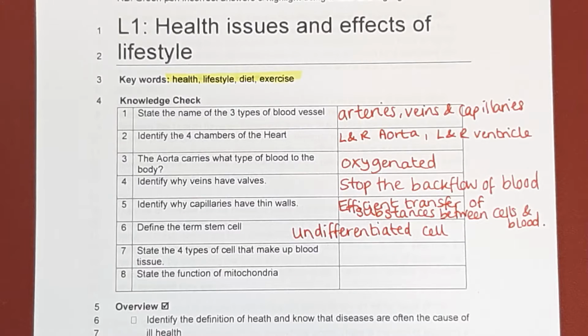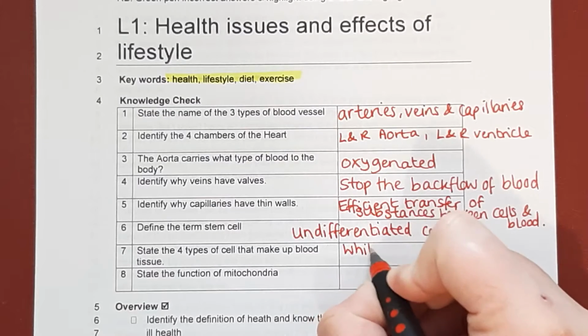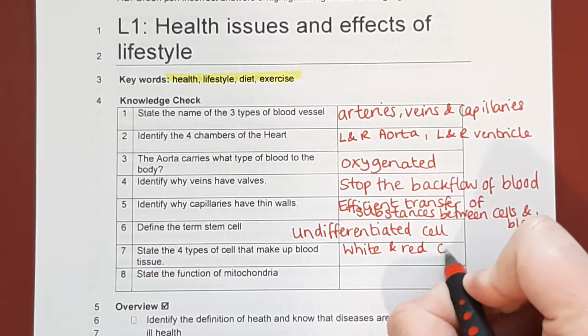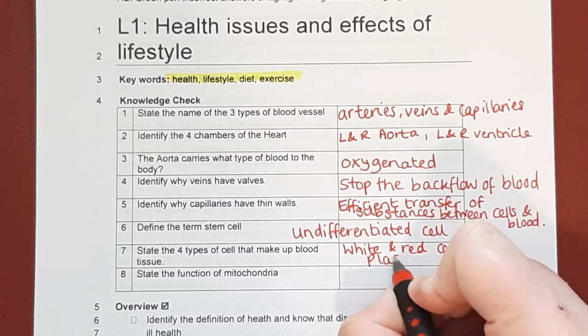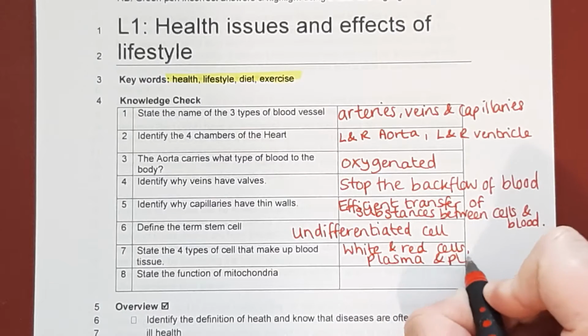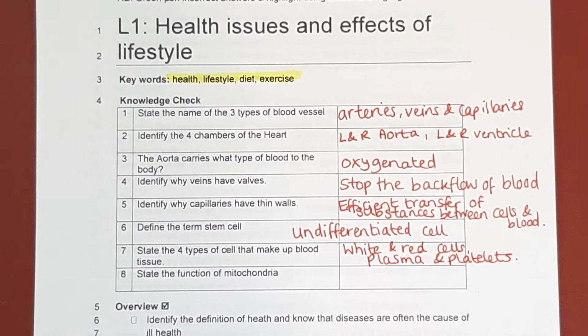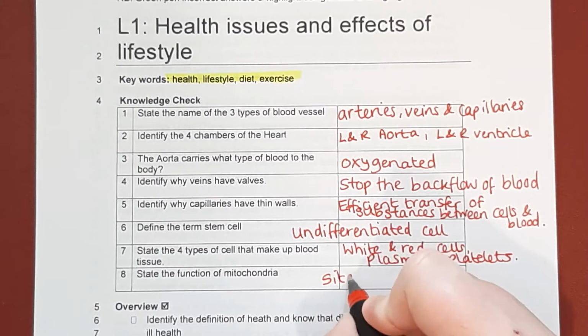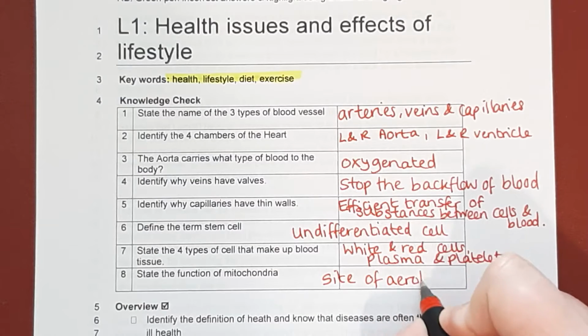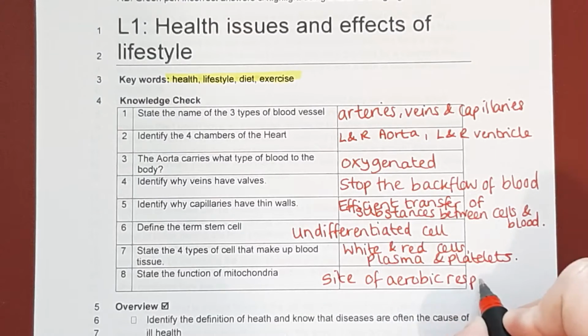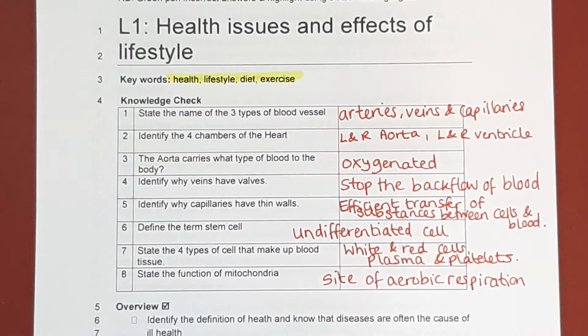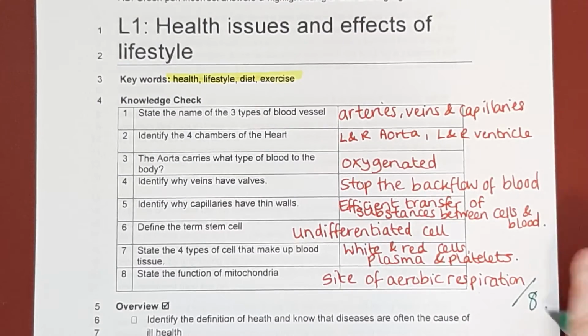State the 4 types of cell that make up blood tissue. That's the white blood cells, red blood cells, plasma and platelets. State the function of the mitochondria. So they are the site of aerobic respiration. Okay, please tick the answers that you got correct and give yourself a mark out of 8, please.